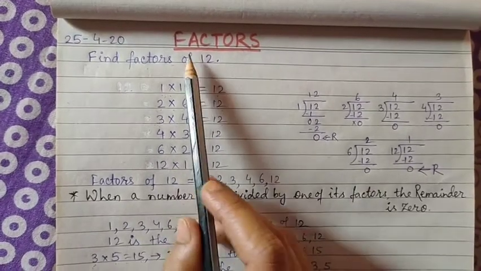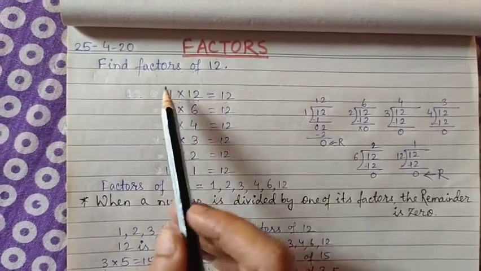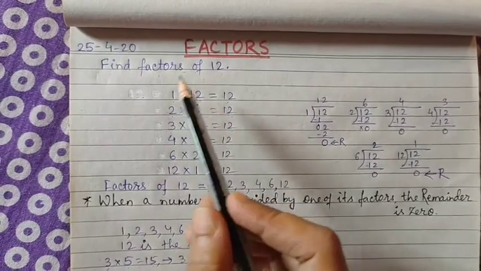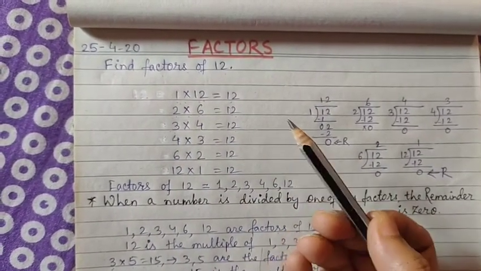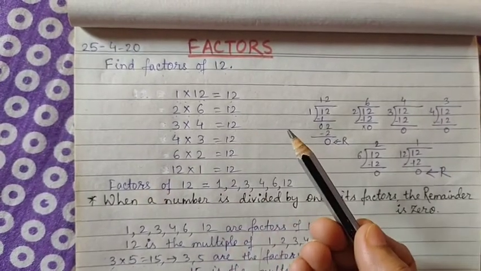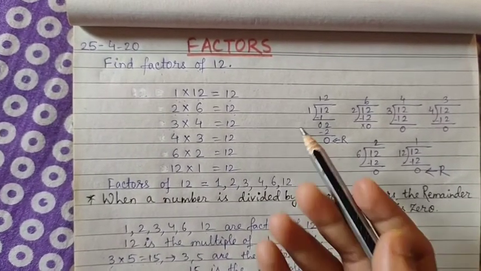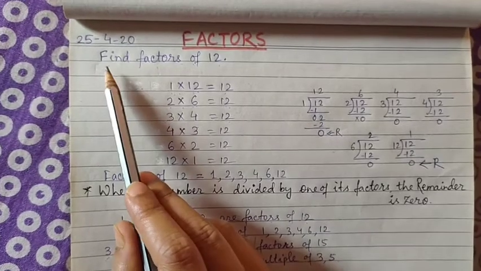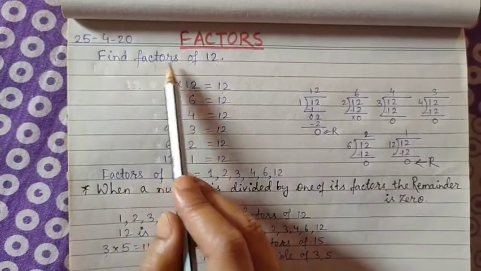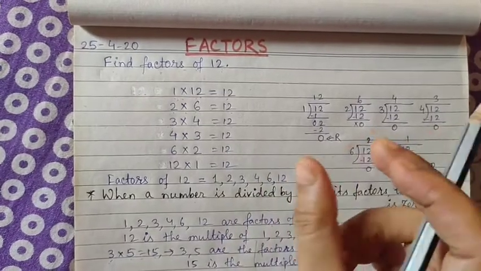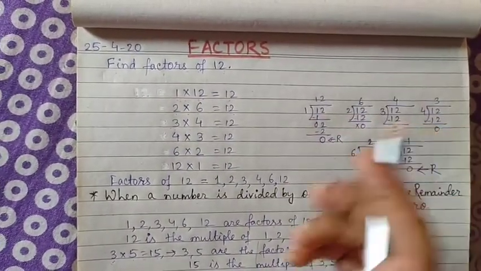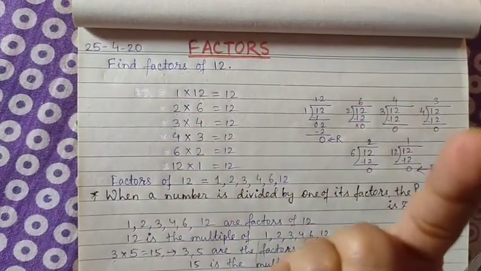Now we'll discuss factors. Here we'll be discussing how to find out factors of a number. After going through one example, you can easily understand how to find out the factors of a number and what are factors. Let us take for an example, find factors of 12. Means we have to write 12 in different ways. Okay. Let us take first 1.